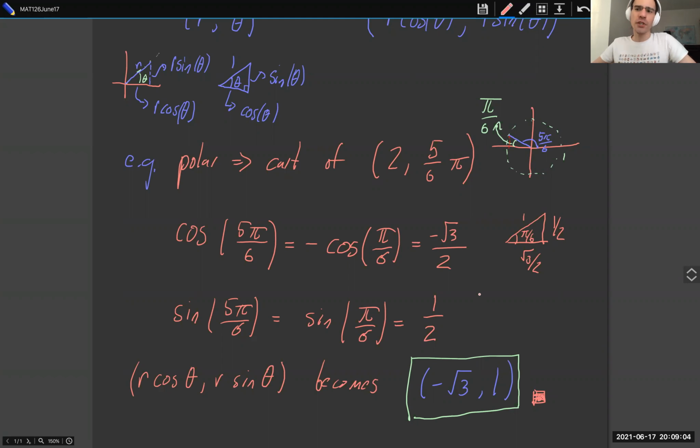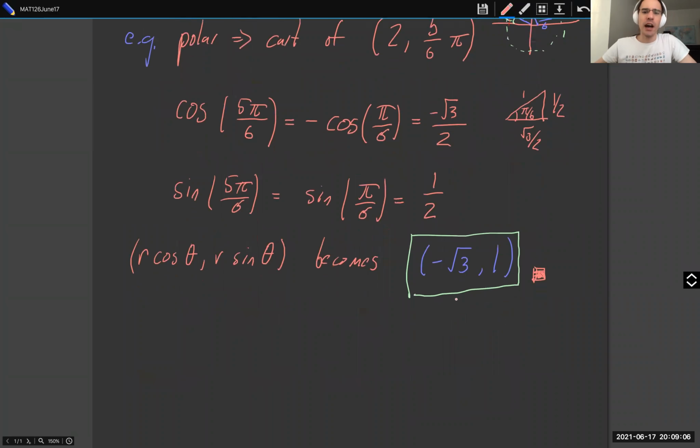Now, why don't we use polar coordinates all of the time? There are a few problems with polar coordinates.